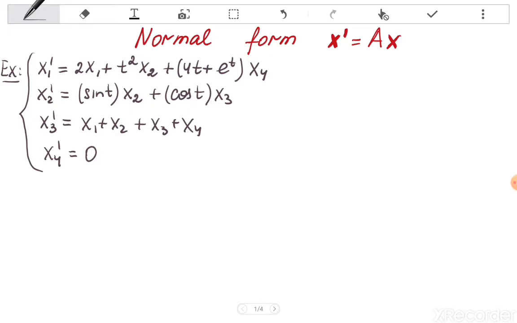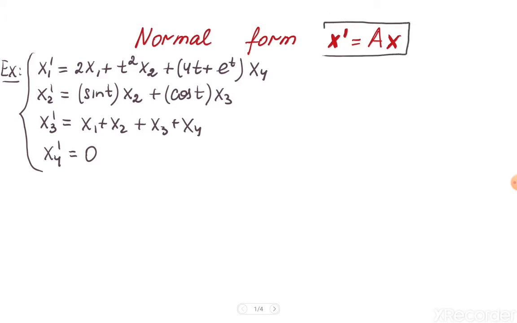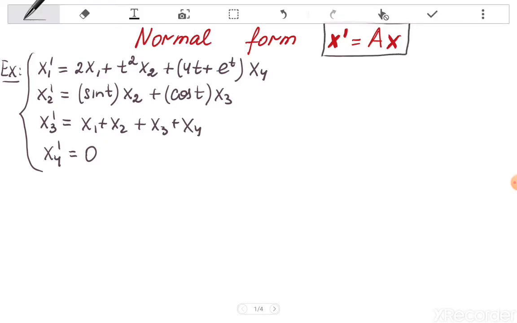So normal form is the following form, and this bold x is a vector here, and this A is a matrix, and this x prime, this is a vector which consists of derivatives. And let me show you which system can be written in this normal form. For example, system like you see here.